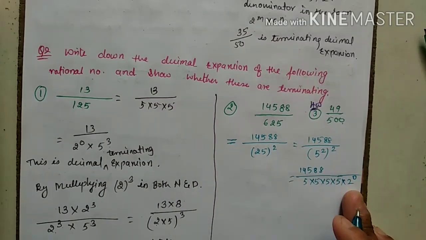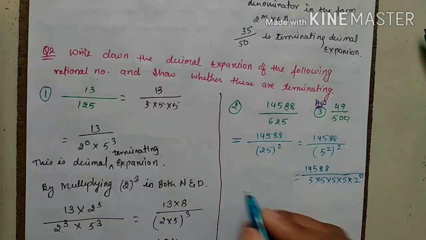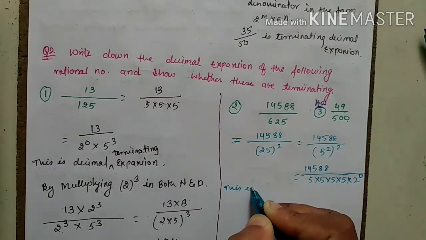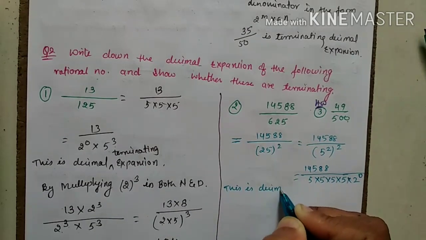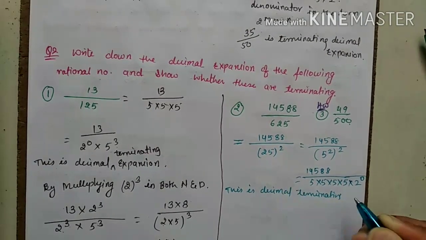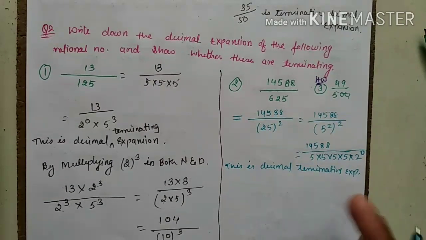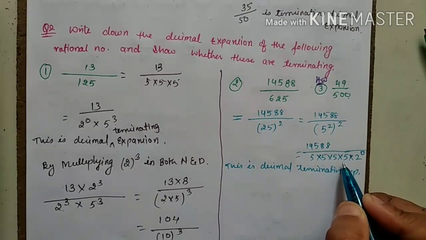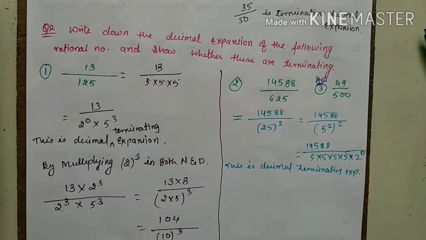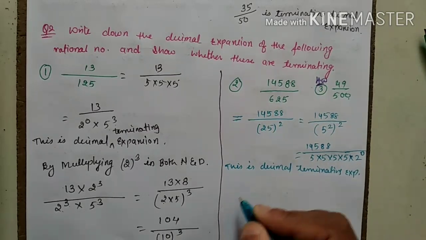Again you have converted this number into the form of 2 power m and 5 power n. So what you will write: this is a decimal terminating number. Now you have proved that this is a decimal terminating expansion. So you can convert it. How? By multiplying something. You can see here 5's power 4 is already there. I have to make it as 1000, I have to make it as something same. So what will I do? I will multiply with the same power with the 2.